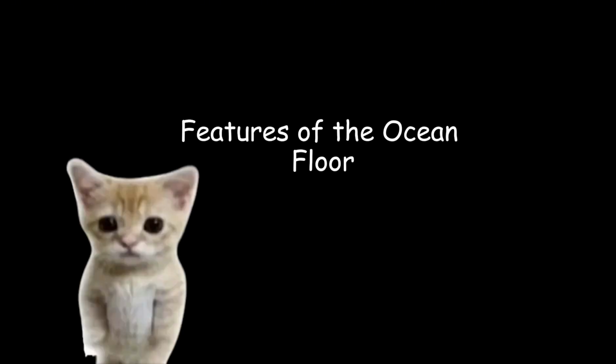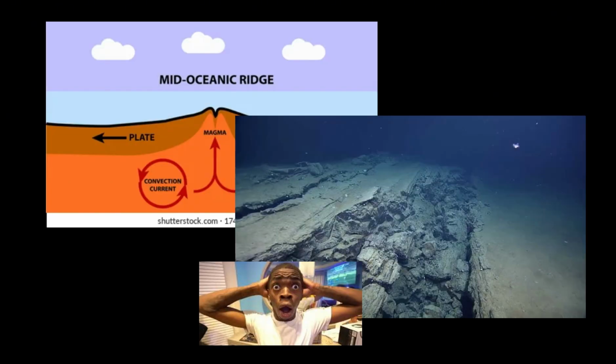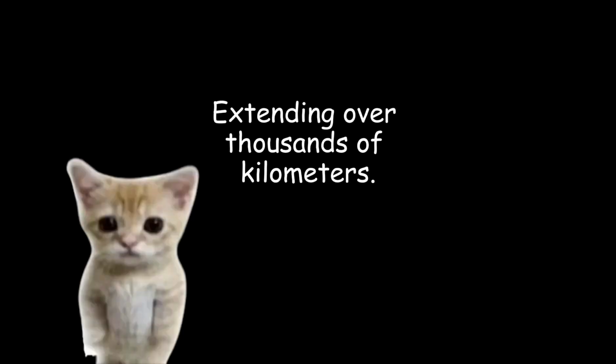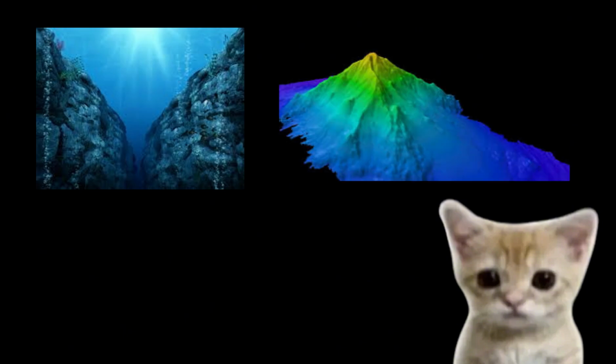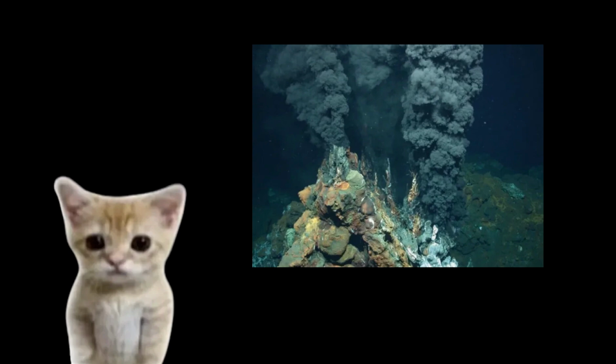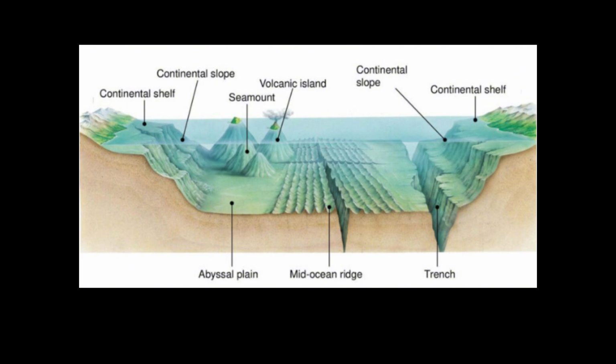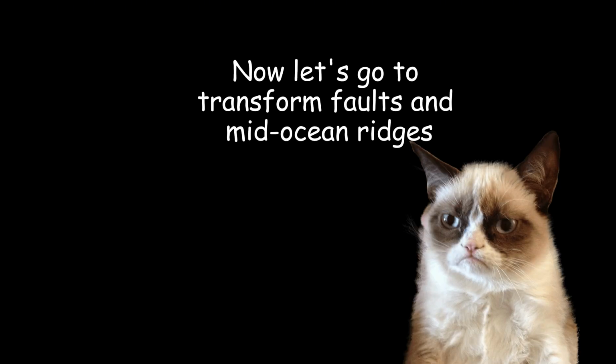Features of the ocean floor. Seafloor spreading also shapes many of the ocean floor features. In fact, the mid-ocean ridge itself is the largest mountain range in the world, extending over thousands of kilometers. Next to it, we also have the ocean trenches, the seamounts, and the volcanic islands. We also have smokers, which are high-temperature geothermal vents where superheated water is released near the ridge. Each of these features is caused by the movement of tectonic plates driven by seafloor spreading and forces beneath the Earth's surface.